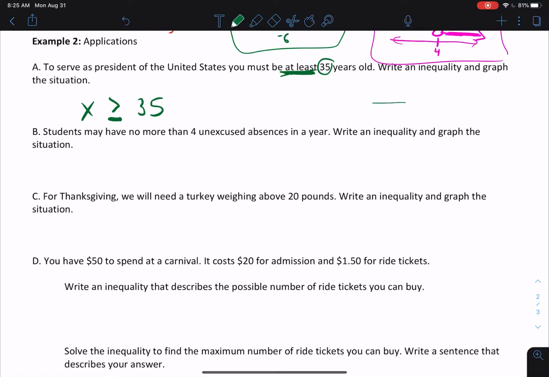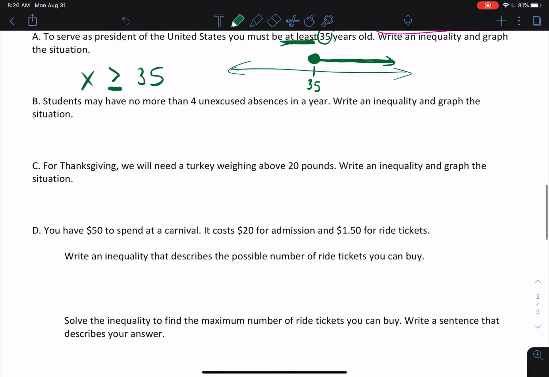All right, so then if I start with a graph at 35, closed circle, shading off to the right. Any age above or equal to 35 can run for president of the United States. Obviously, there are other restrictions according to the Constitution, but we're just talking about that one right now. Okay? Next up, in B, students may have no more than 4 unexcused absences in a year.